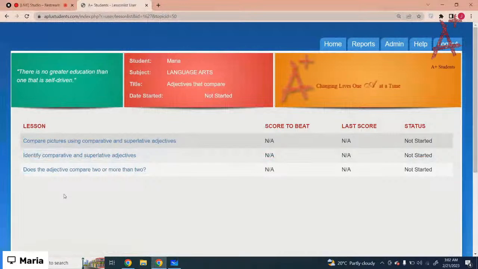Okay, here I am on the chapter grade 1 language arts. The chapter name is adjectives that compare, and we're going to start with the first lesson, that is compare pictures using comparative and superlative adjectives. So let's just start with the first lesson.